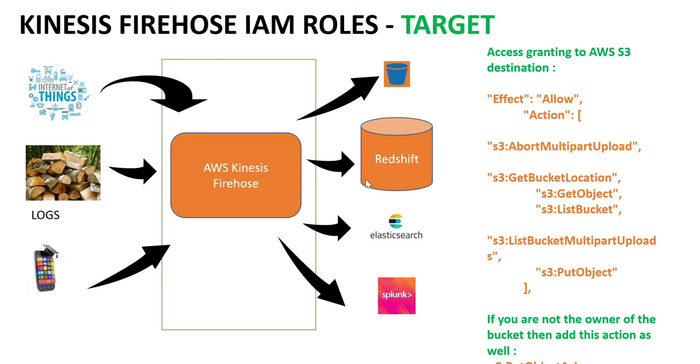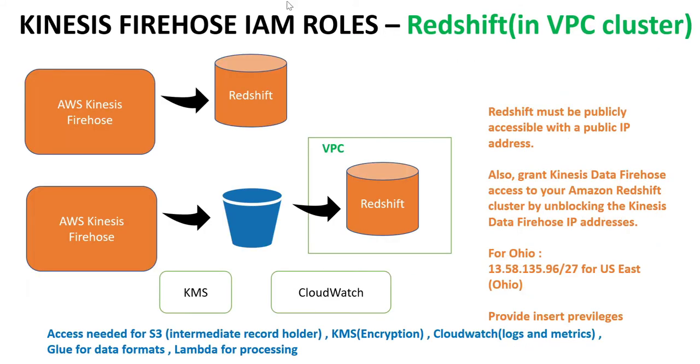Now what if this Redshift is in a VPC? Let's see that example. What access will be needed? You have to do something additional, one additional step. So take this example, this Redshift is in VPC. So what you have to do is, this Redshift must be publicly accessible with a public IP address. This is the first thing. And the second thing is, you have to grant Kinesis Data Firehose access to Redshift by unblocking the Data Firehose IPs. So this Data Firehose IP, you have to unblock it here so that this guy can talk to this guy.